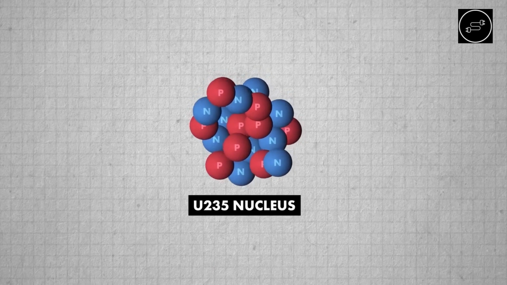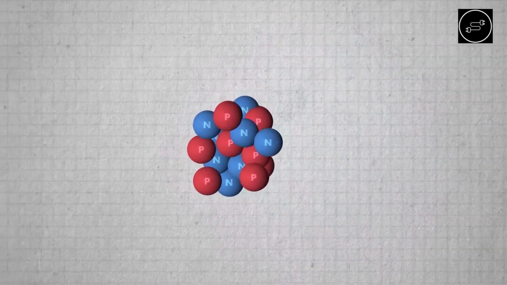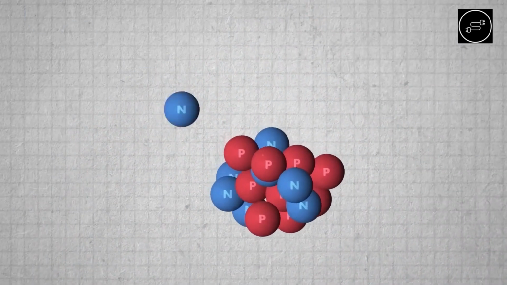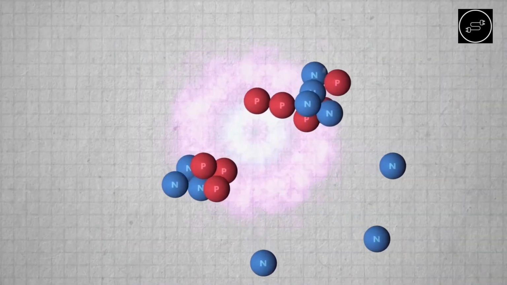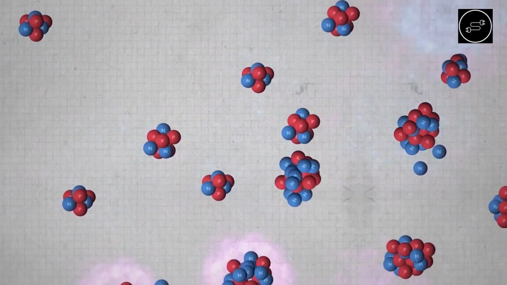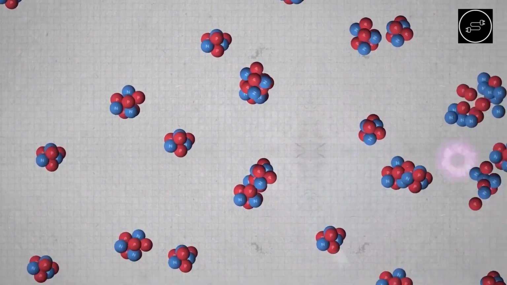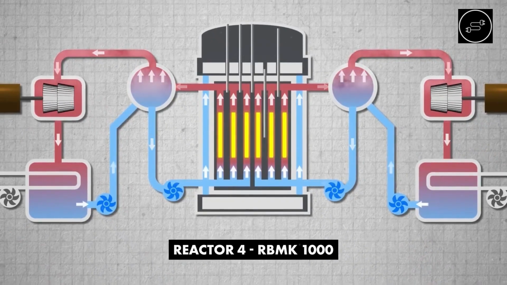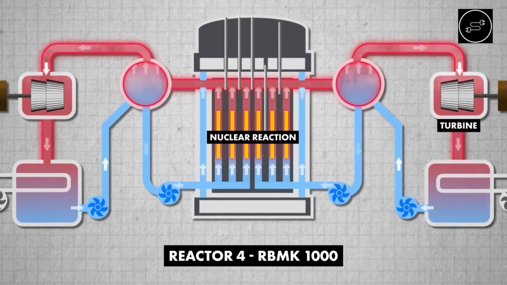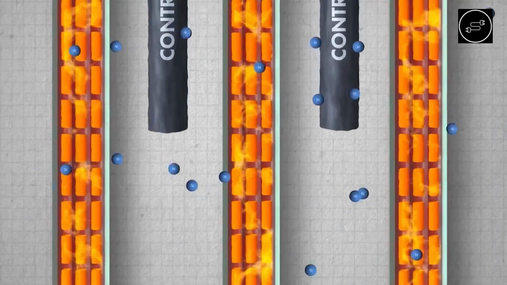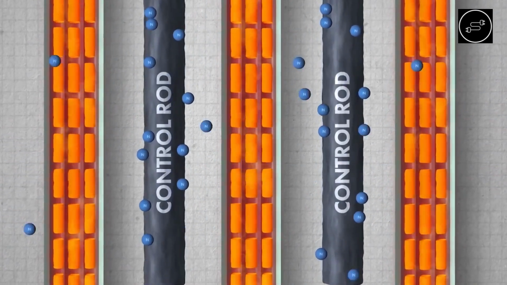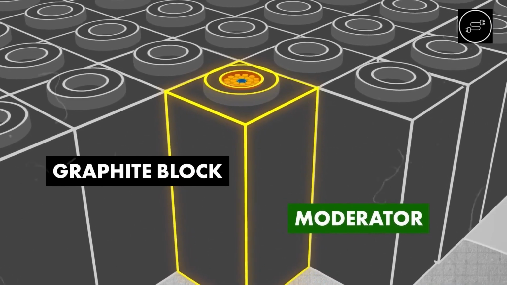Uranium-235 is a radioactive isotope capable of nuclear fission. When a neutron strikes a uranium atom, it splits, releasing energy and additional neutrons. These new neutrons collide with other uranium atoms, creating a chain reaction that generates massive heat. This is called nuclear fission. This heat converts water into steam, which drives turbines and generates electricity with the help of a generator. Control rods, made of boron, absorb neutrons to slow the reaction, while graphite, acting as a moderator, increases reaction efficiency.